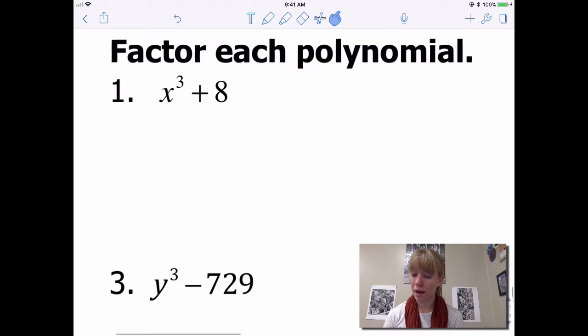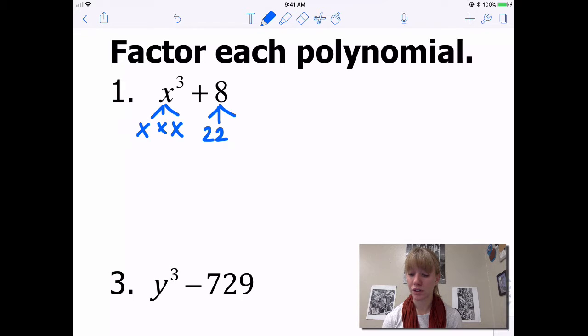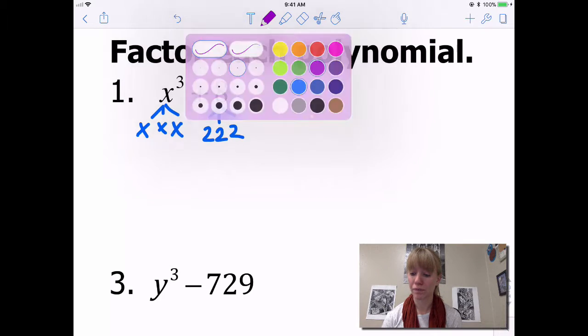I've got here x cubed plus 8. If this is a sum or difference of two cubes, first of all, I have to know that something times itself 3 times will get me each of these terms. So x cubed is x times x times x. So yeah, that's a cube. And then I can try 8 as well. 2 times 2 times 2 is also a cube.